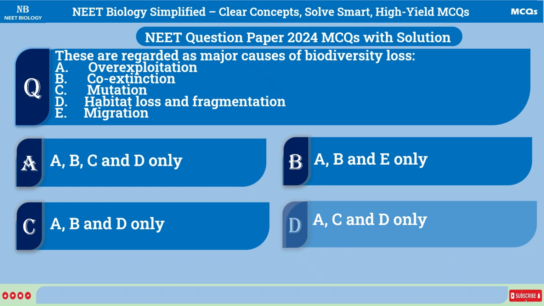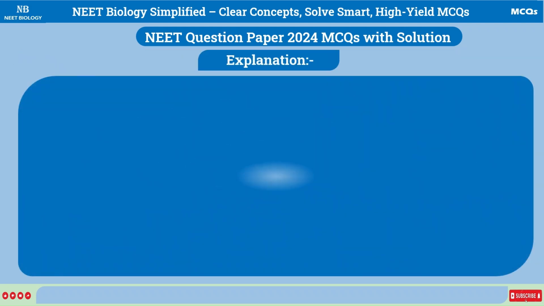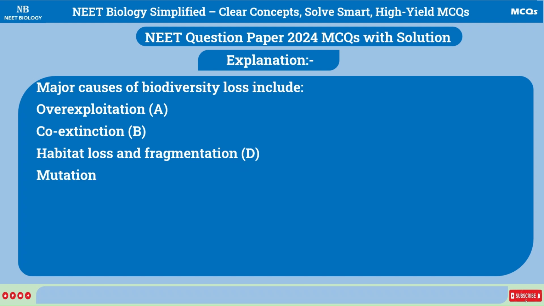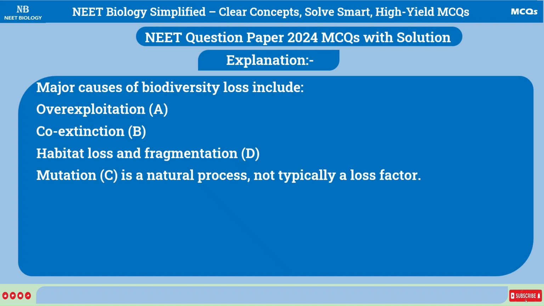Correct answer is C, A, B and D only. Explanation. Major causes of biodiversity loss include overexploitation, A. Coextinction, B. Habitat loss and fragmentation, D. Mutation, C, is a natural process, not typically a loss factor. Migration, E, can cause genetic variation, not biodiversity loss.